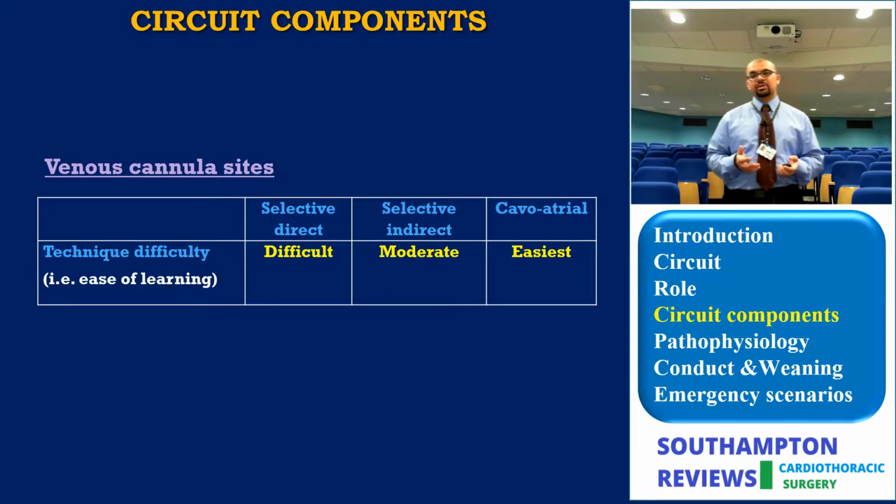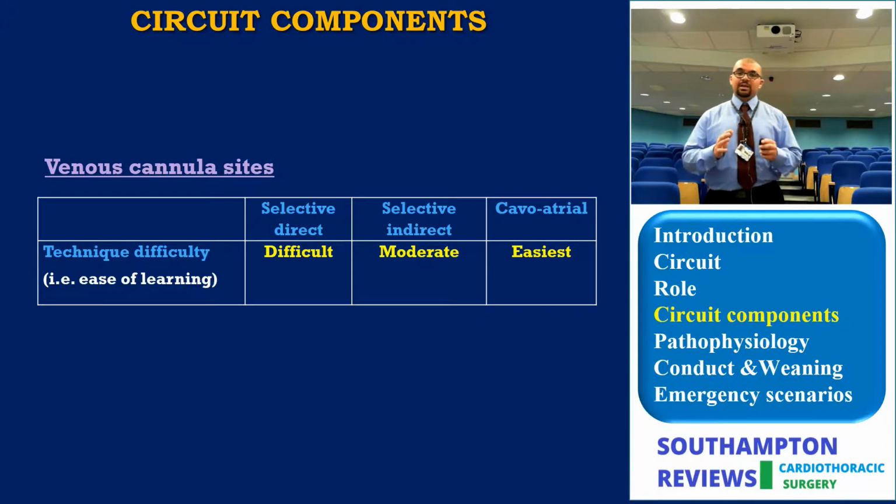And you must bear in mind also the technique difficulty. So, relatively speaking, direct bicaval cannulation is the most difficult. Least difficult is cavoatrial. I must emphasize here that this is completely relative. If you are a surgeon who every day cannulates directly bicaval, it will be easy in your hand. If you are not used to it, you're not doing it on a daily basis, it will be more difficult. Again, it's a matter of preference and variable between one surgeon to another. Generally speaking, cavoatrial is the easiest, selective direct is the most difficult, and selective indirect is halfway between.